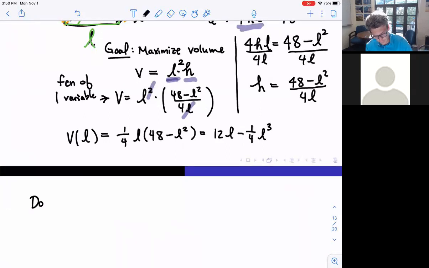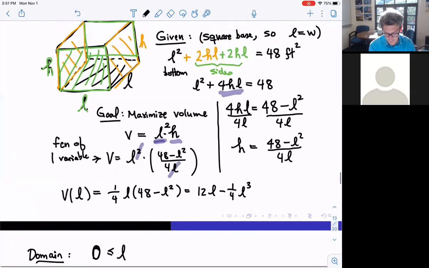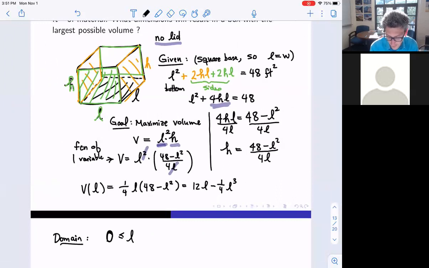And so now what we have to do is think about our domain for our length. Now, the length always has to be at least 0, right? We can't have negative lengths. But if you think about it, if we're going to be using 48 square feet of cardboard or whatever our box is made of, we need L squared material just for the bottom.